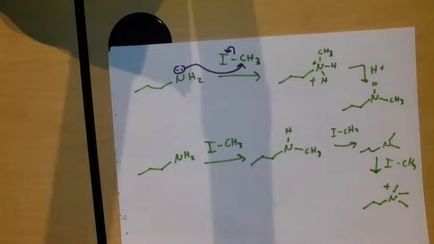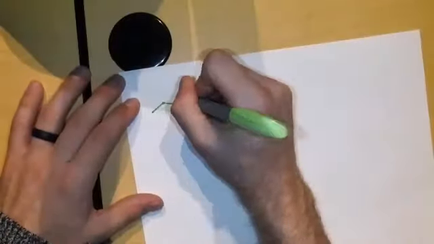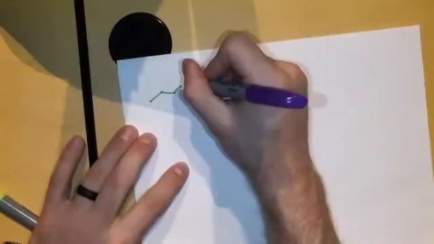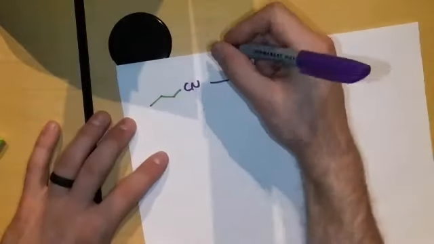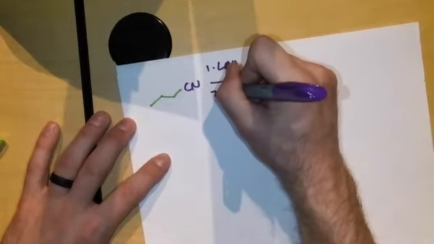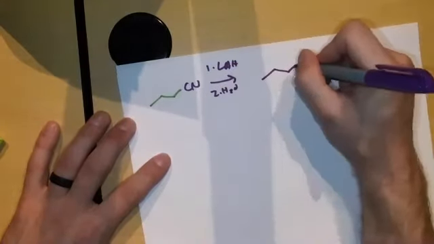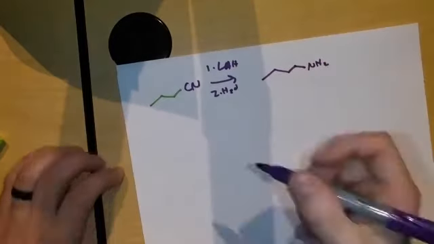A bit of a review of how to make amines. So starting with a nitrile, CN, throwing in LAH, and most of these are going to involve LAH, gives us our amine. Same thing with an amide.